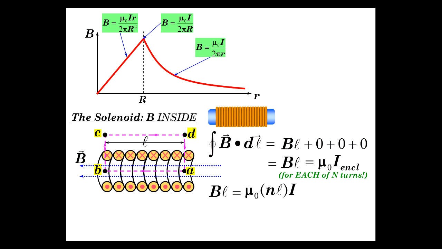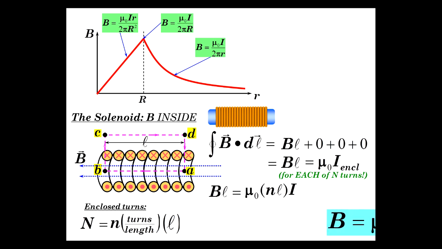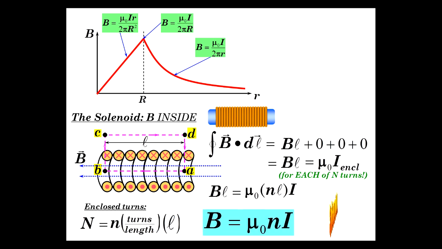So let's do that. So BL equals μ0 N I, little nL. What do I mean by that? Now don't panic. This is really pretty simple. Little n is simply number of turns per length. So big N is little n, the turns per length, because that's more general, multiplied by the length. Turns per length times length is turns. So that gives us how many turns it is. And so we have our final result. B is equal to μ0 little n times I.